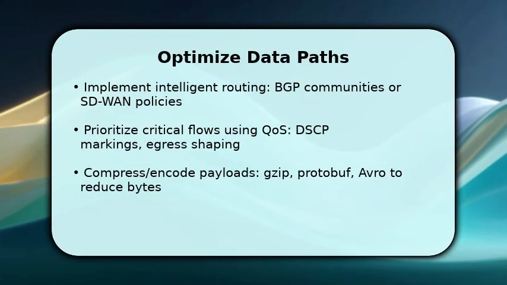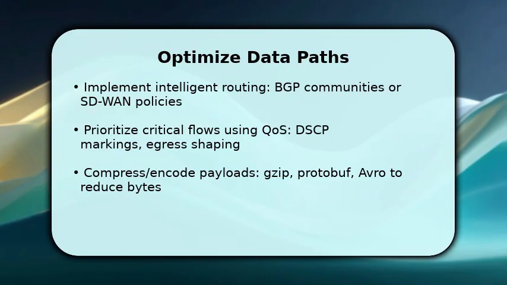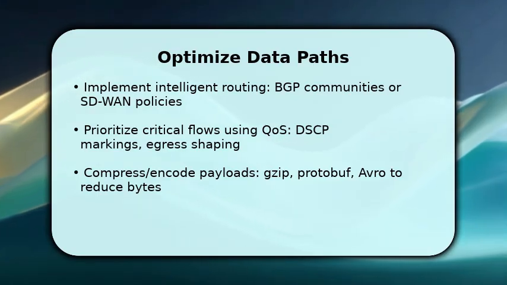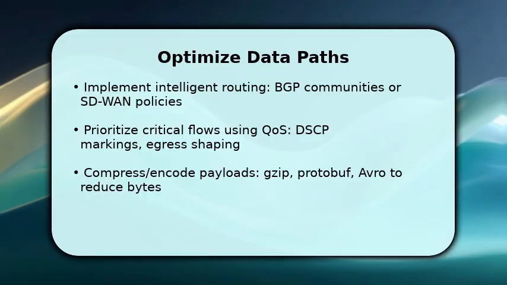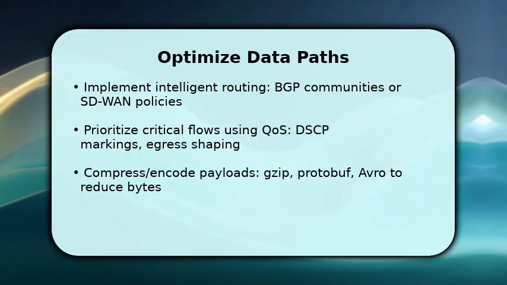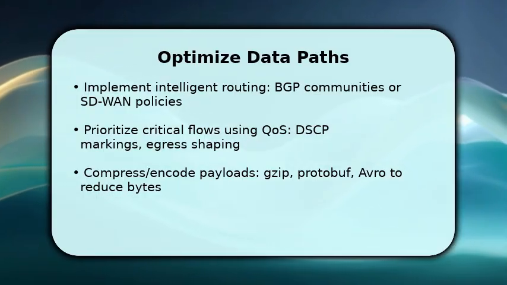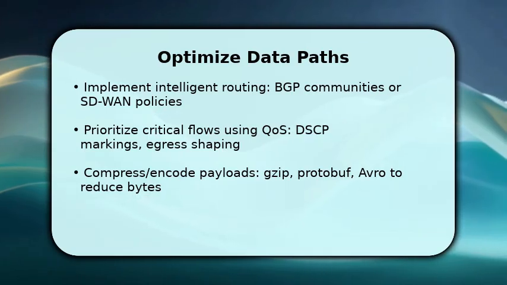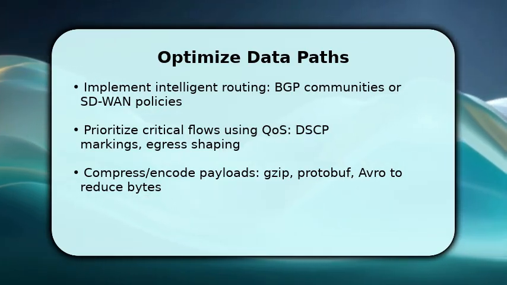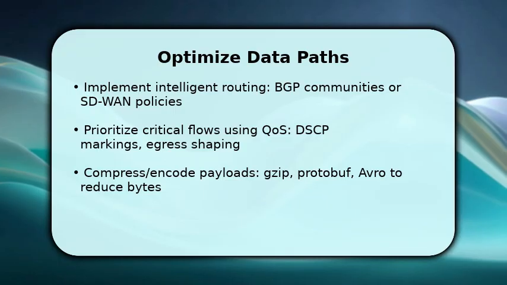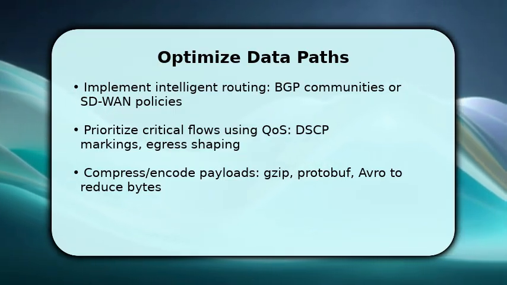Start with intelligent routing, use BGP communities or SD-WAN policies to steer traffic away from congested links, because better paths reduce latency and jitter. Next, prioritize critical flows with CoS. Set DSCP markings and egress shaping so essential packets win under load.